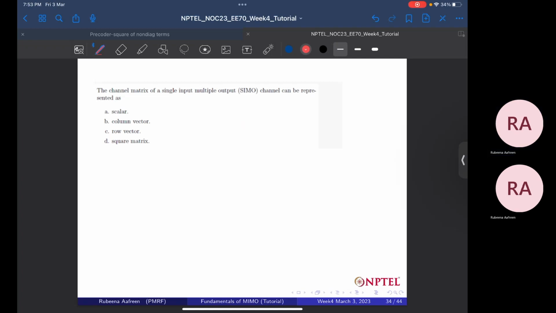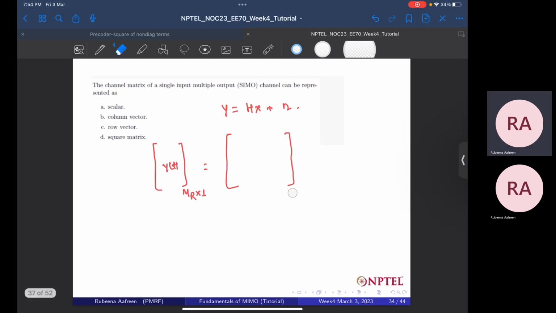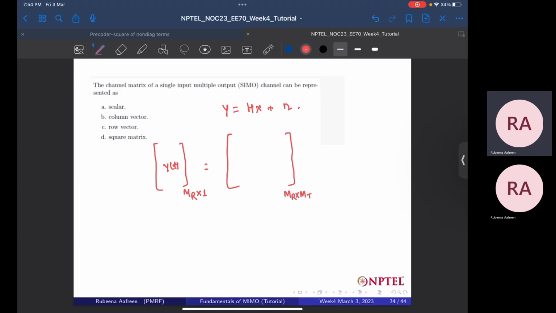Now moving on to this question. We have a model y equals Hx plus n. We have y as Mr cross 1, and we have H as Mr cross Mt, and then we have x as Mt cross 1, and then n is Mr cross 1. So this is y, this is H, this is x, this is n.